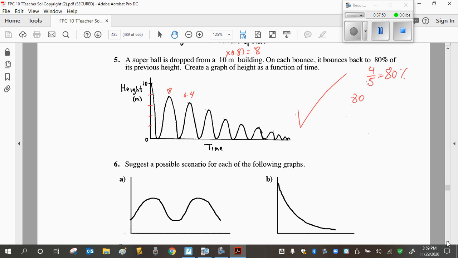80%, why does that equal 4/5? Because percent means out of 100. So divide both the top and bottom by 20. 4 out of 5. So 4/5, it bounces 4/5 of the way up.